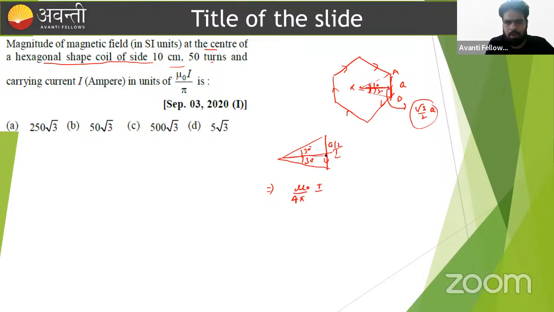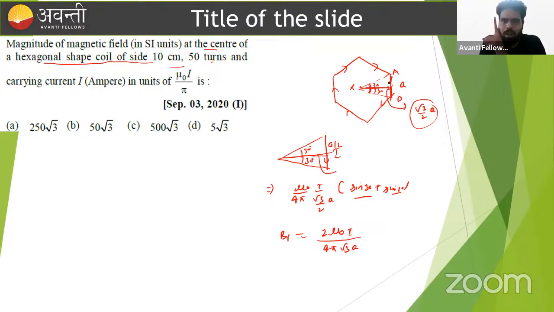We can say this perpendicular distance r equals root 3 by 2 a. Correct? Into sine 30 plus sine 30. We know sine 30 is 1 by 2, 1 by 2, so this will become 1. This will become mu naught I upon 4 pi root 3 a. This is the magnetic field due to one straight wire, and there are a total of 6.